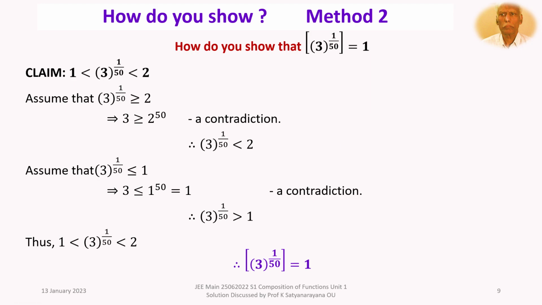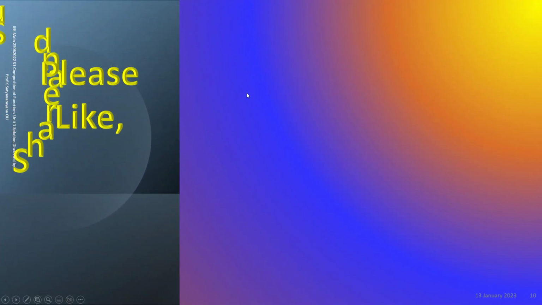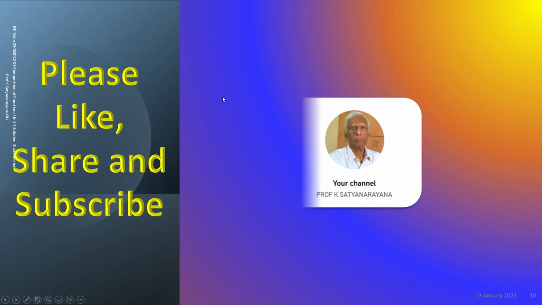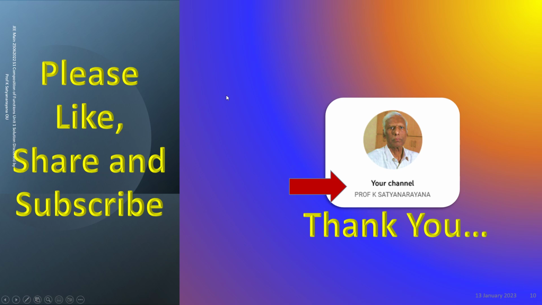I am sure that you have understood the solution of the given problem on composition of functions from unit 1, and you have also understood how to get bracket of 3 to the power of 1 by 50 equal to 1 by 2 methods. I am sure that you have understood both the proofs of the solution of the given question.